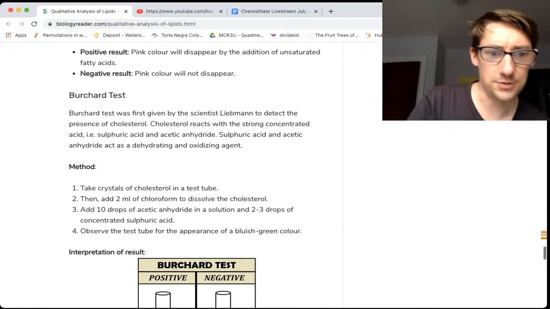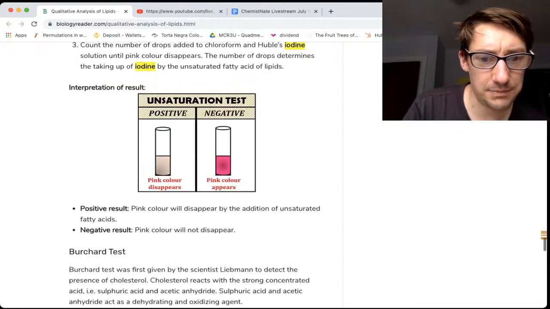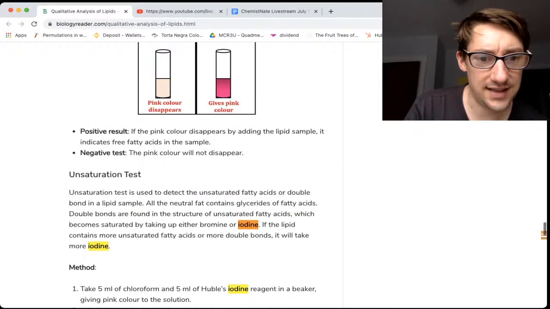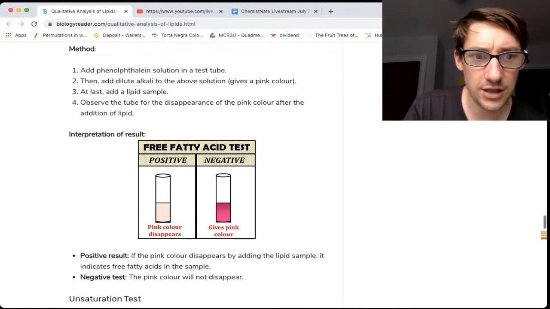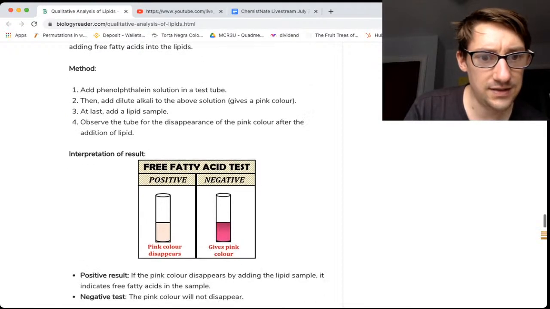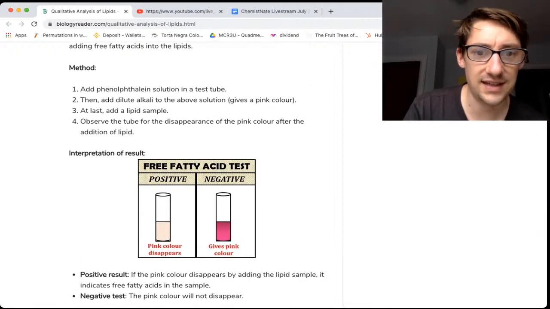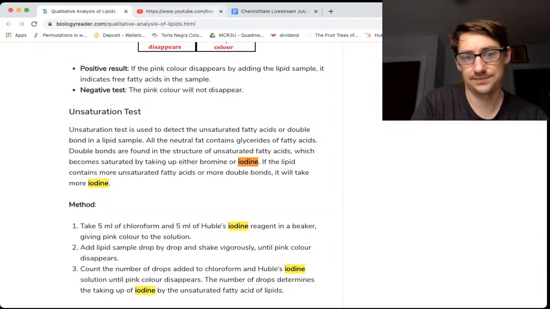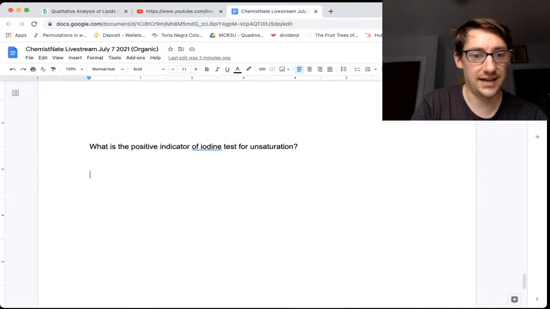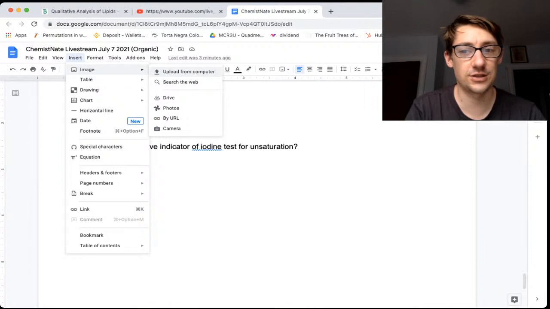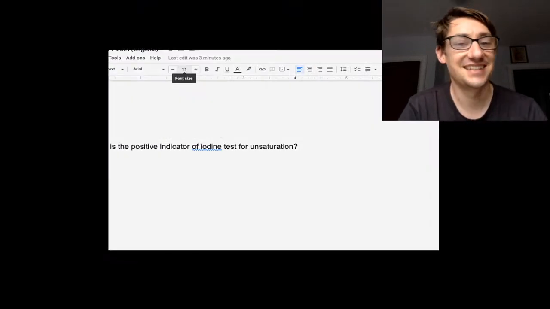You're supposed to use. Positive result, pink color will disappear if it's unsaturated, and that's true whether or not you use Hubl's reagent or, oh, this is just phenolphthalein and alkali. No, that's not what you asked about, though. I don't think I have anything that's particularly useful for you as an answer except this image, which you really could have just looked up on your own, right?